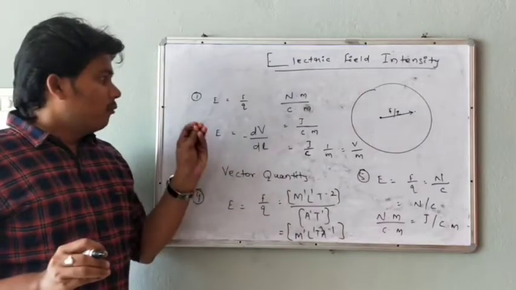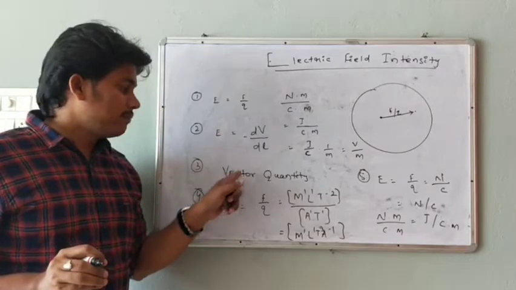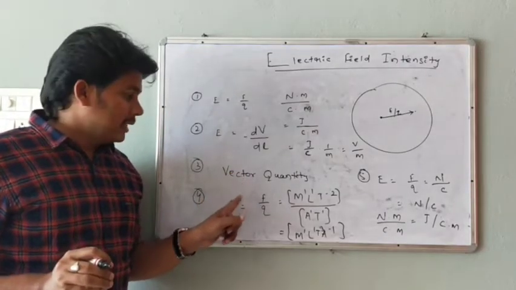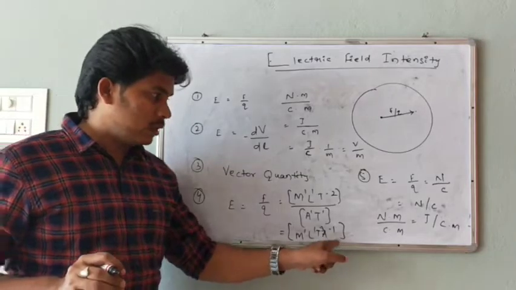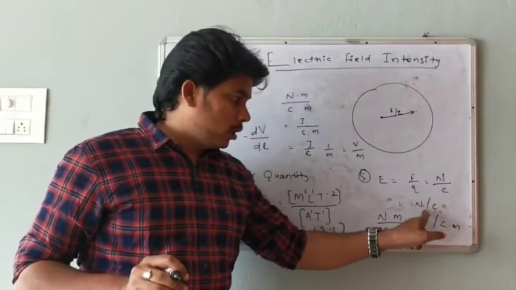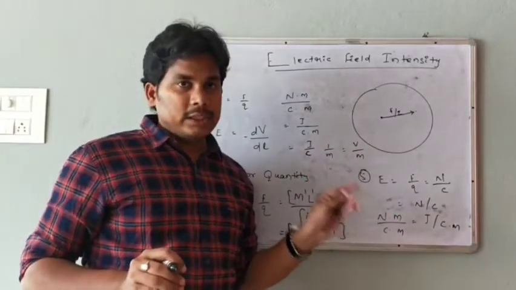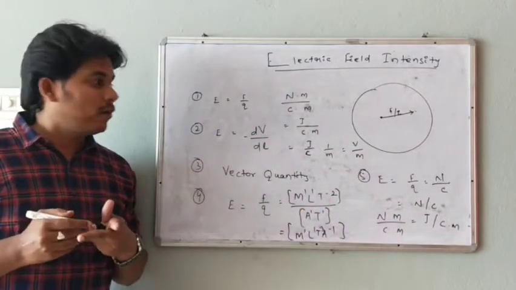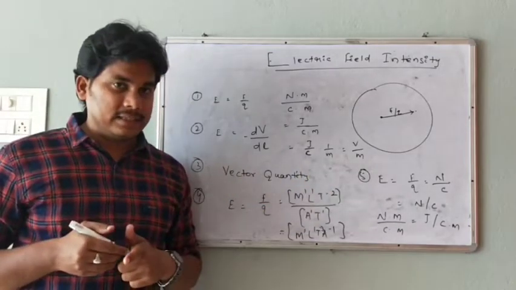What we know till now: the definition of the electric field intensity. Second, it is a vector quantity. Third is the dimension, M1 L1 T minus 3 A minus 1, and the units are Newton per coulomb, joule per coulomb into meter, and volt per meter. These are all units of the electric field. So this was the dimension and unit of the electric field intensity.